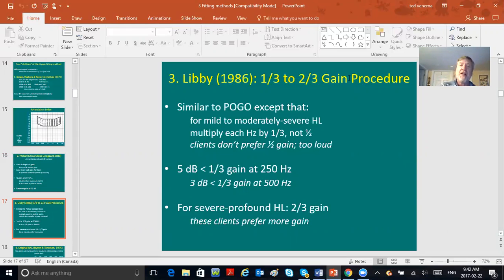And Libby said, hey, you know, people with a sensory mild to moderate loss, they tend to like one-third gain. They don't want as much amplification. Whereas people with more severe loss, okay, they want more than half gain. Interesting. Yeah, just an interesting observation.